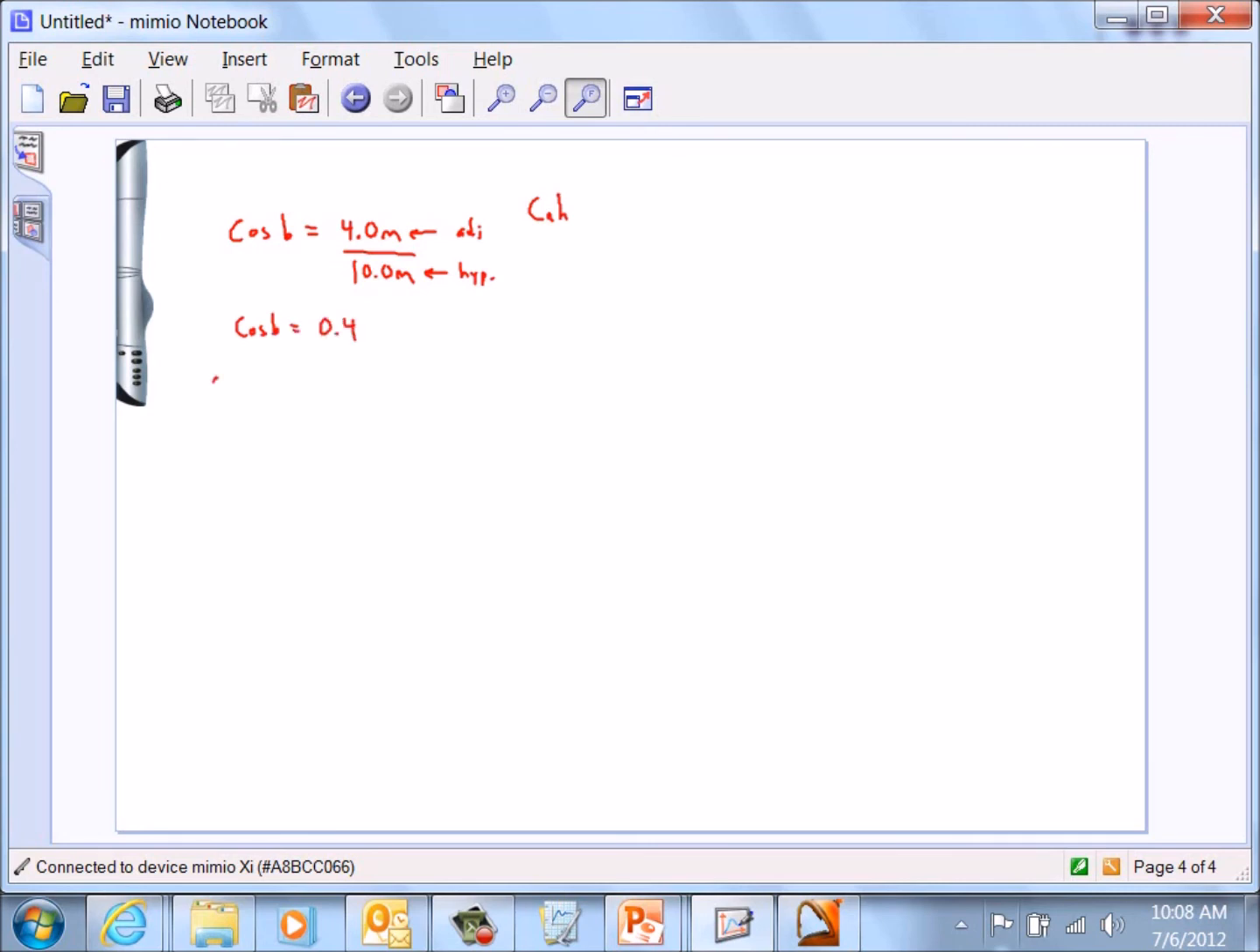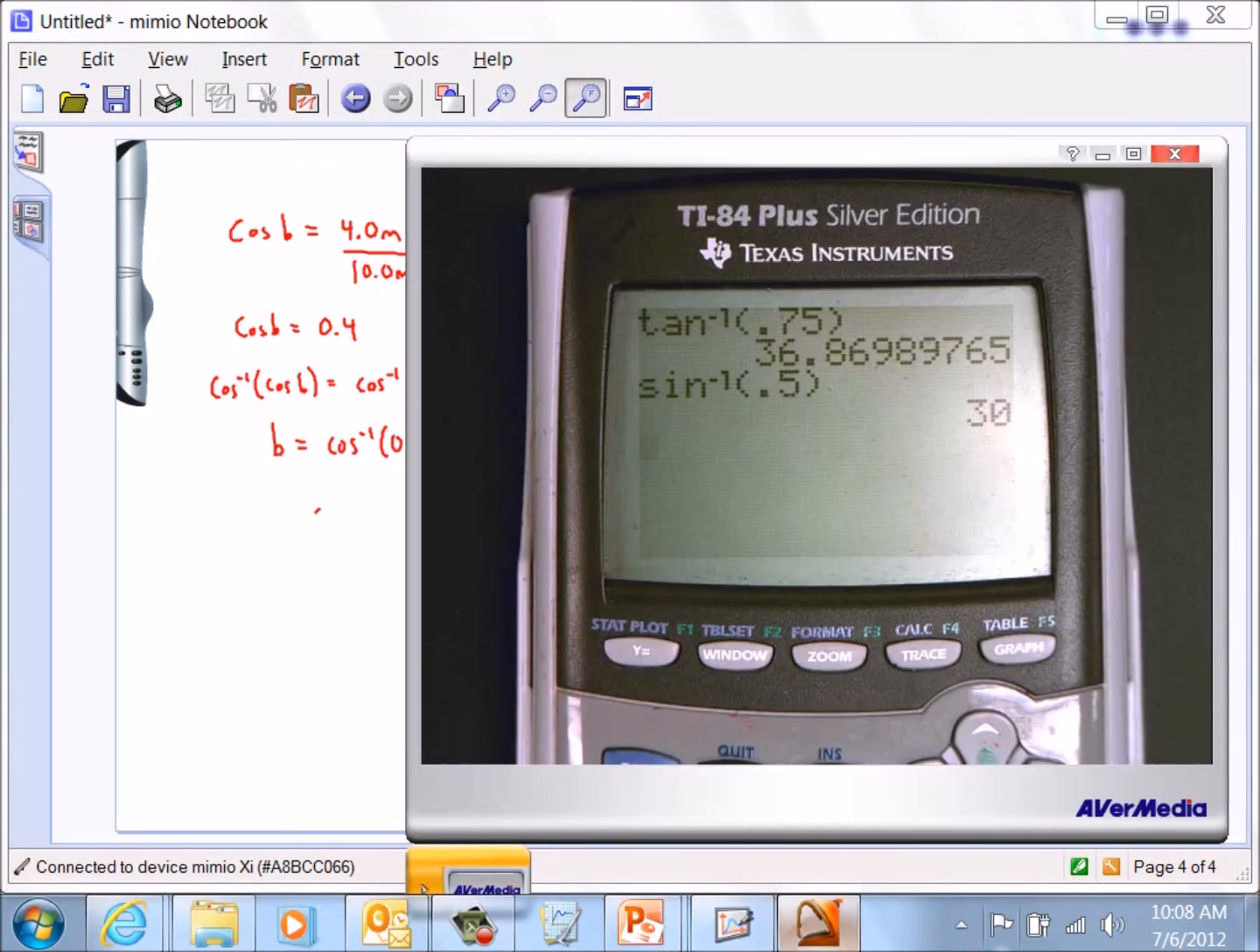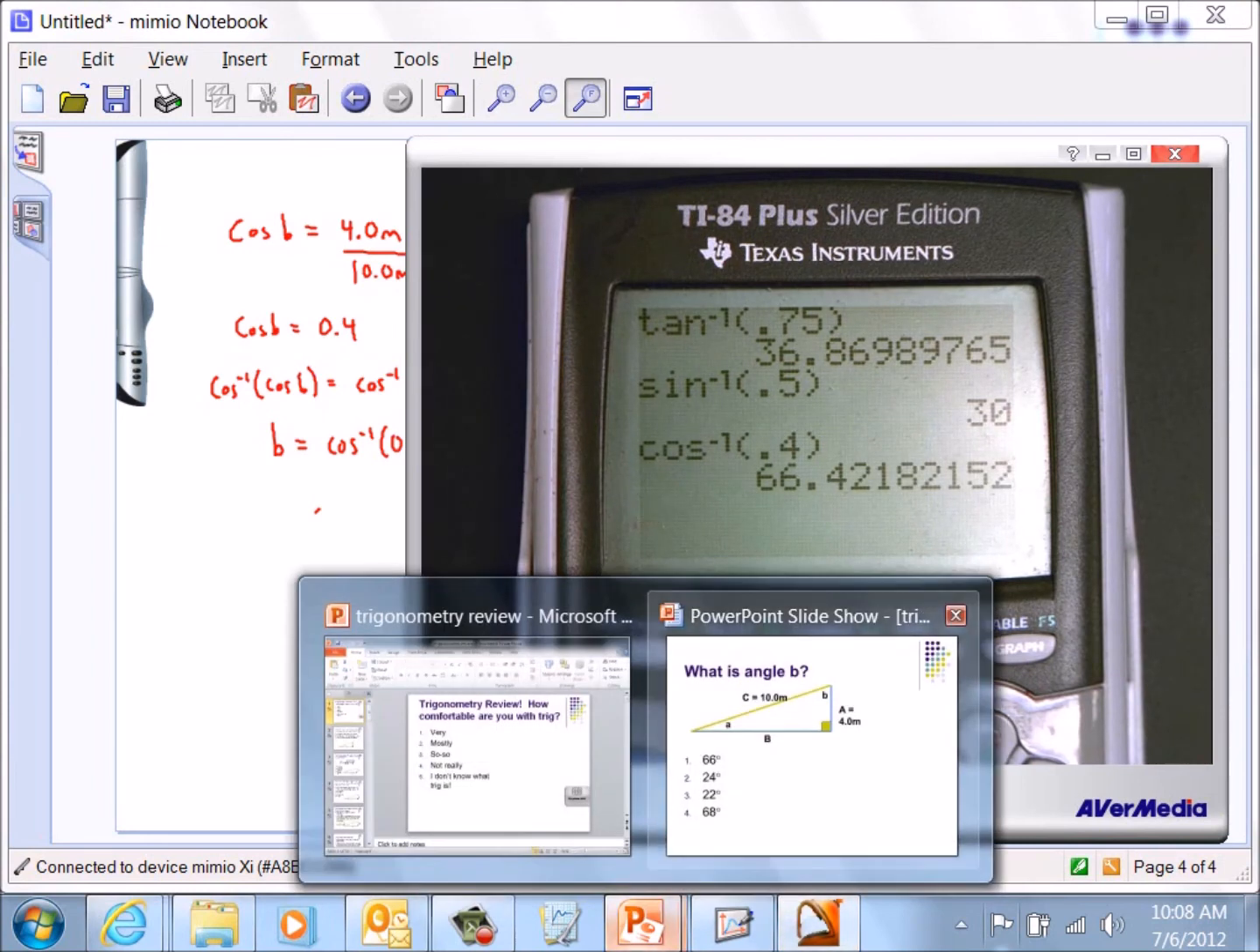Therefore, to find B, take the inverse cosine of both sides of the equation. And the inverse cosine of the cosine is just the angle itself, that's B. So B is equal to whatever the inverse cosine of 0.4 is. And that's something that we do in our calculator. So now I go to the calculator and I punch in inverse cosine of 0.4. And it tells me that that's about 66.4 degrees.